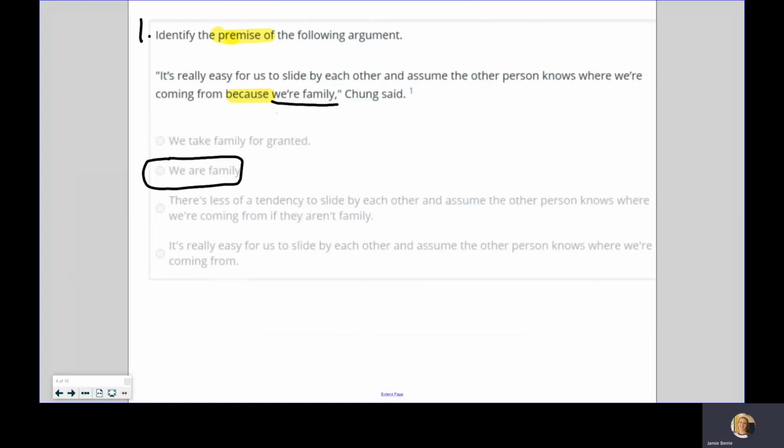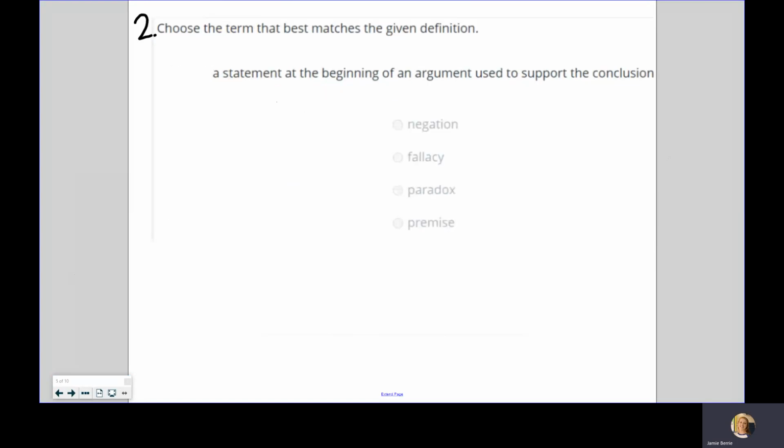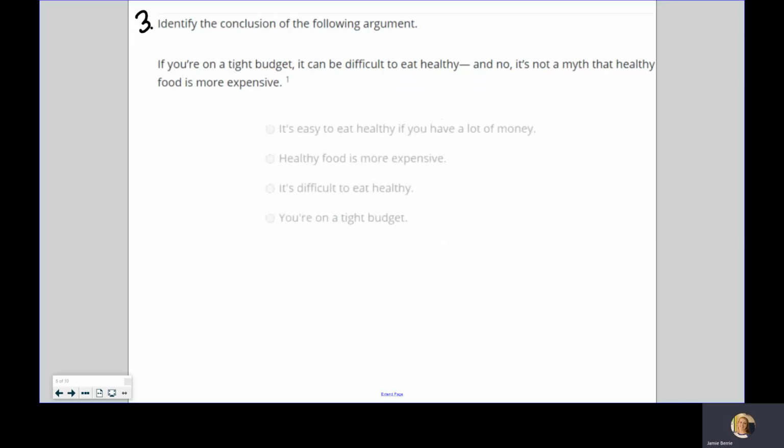All right, so let's look at a couple more examples. Here we have just a matching example, very simple. It says, choose the term that best matches the given definition. A statement at the beginning of an argument used to support the conclusion, that would be the premise, right? So the statement that's at the beginning of an argument is called the premise.